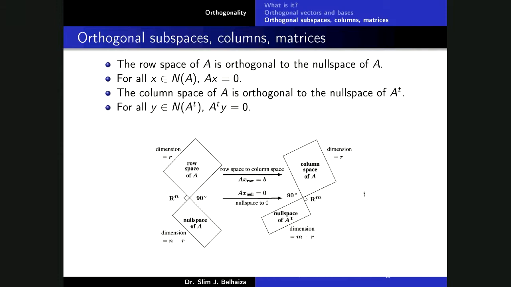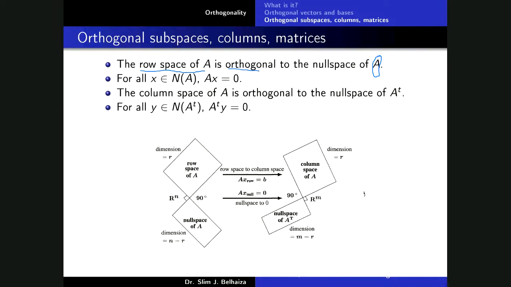Now, what about orthogonality for subspaces, columns, and matrices? If you consider a given matrix A, what we can be sure of is the row space. What is the row space? The row space is the space generated by all the combinations of the independent rows of A. What I'm sure of is that it is orthogonal to the null space of A.